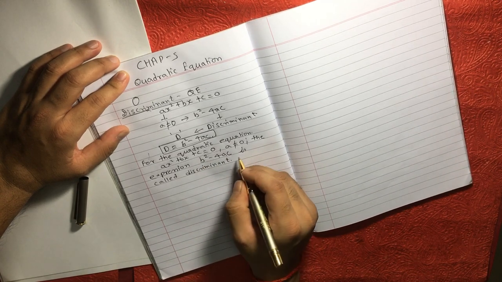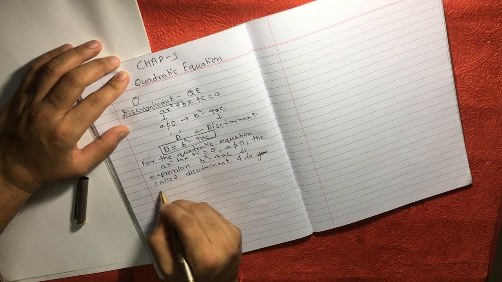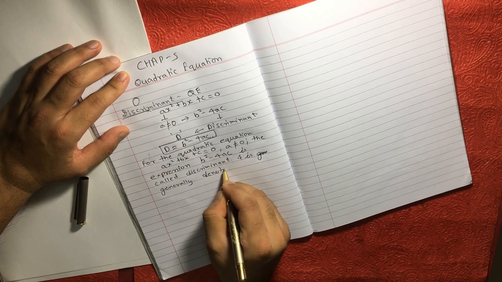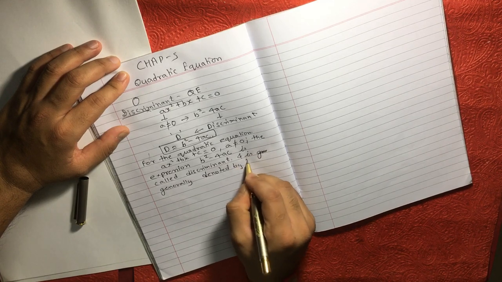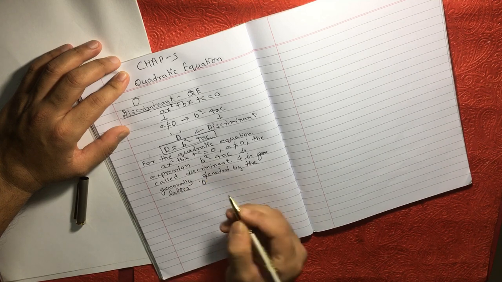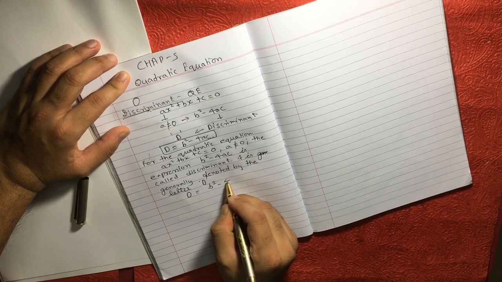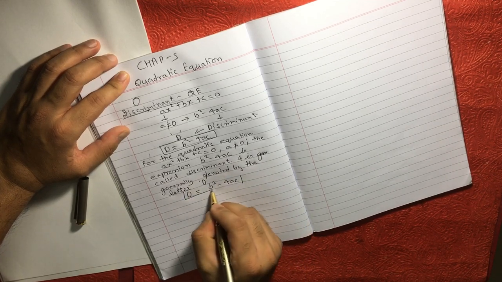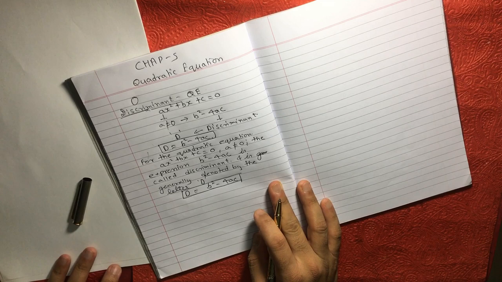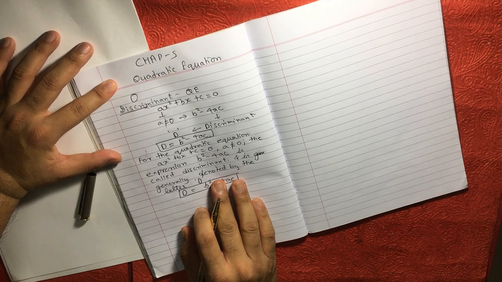It is generally denoted by the letter D. So D is equal to, I am writing again for you, b square minus 4ac. You need to learn this formula by heart. If you attempt almost 5-10 questions, then this is going to be very handy for you. This is a very easy formula to learn.